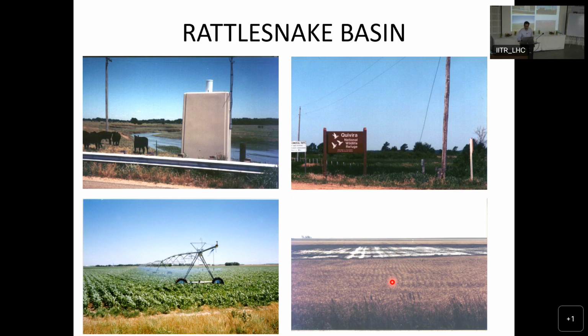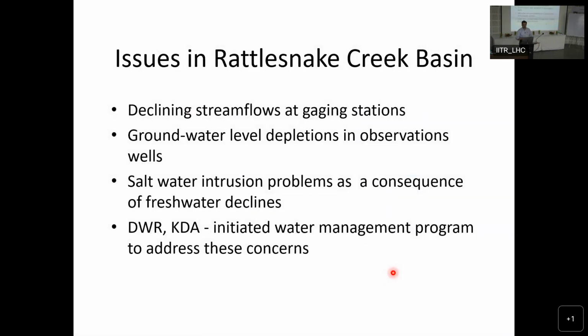I talked about non-contributing areas. And this picture also gives you an idea of the nature of spatial variability that actually exists, where parts of the surface are ponded, parts are not. And that's almost a separate research problem in itself. Okay. So let me talk about some of the issues in the Rattlesnake Creek Basin that motivated this study.